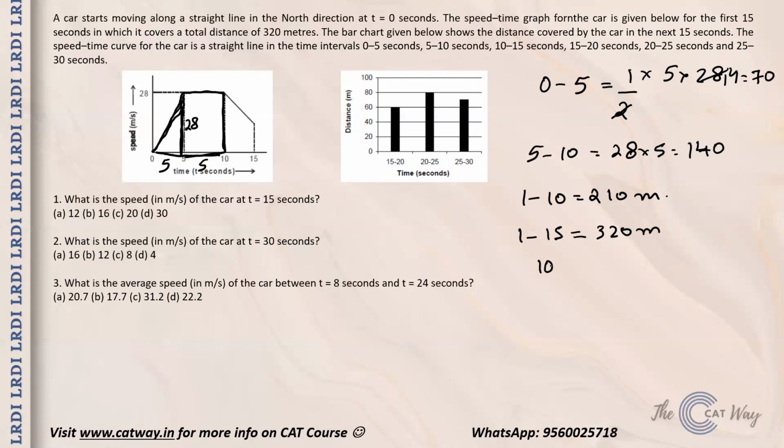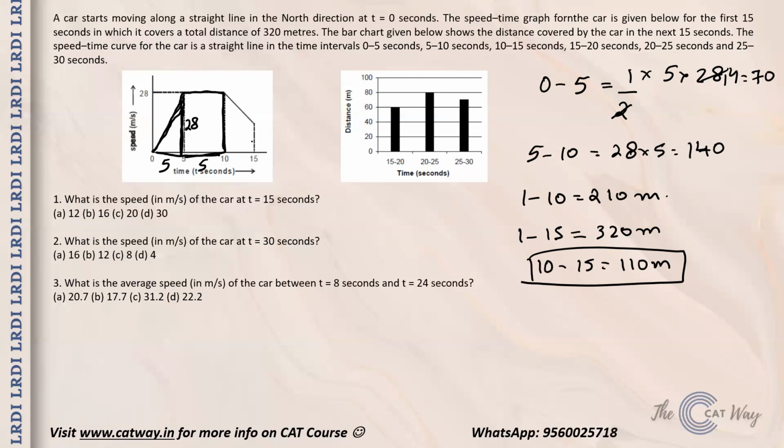So what we can conclude from here is that between 10 to 15 seconds, the distance that the car covered was 110 meters. So between 10 to 15, the car covered 110 meters. Up till 15 seconds, a total of 320 meters has been covered. Now moving on to the first question.